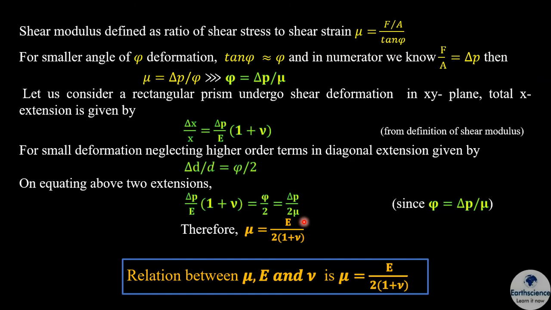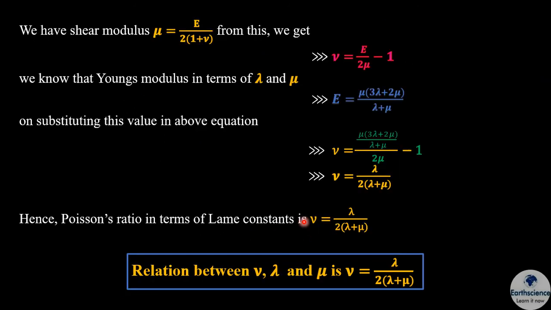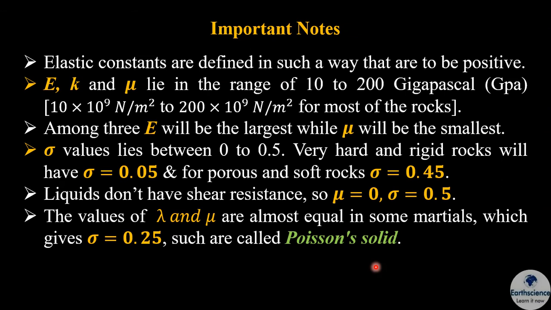Let us express the Poisson's ratio in terms of the Lamé parameters. We know the shear modulus, we know Young's modulus. We have to substitute those two values to get the Poisson's ratio here, and then the Poisson's ratio is explained as lambda by 2 into lambda plus mu.